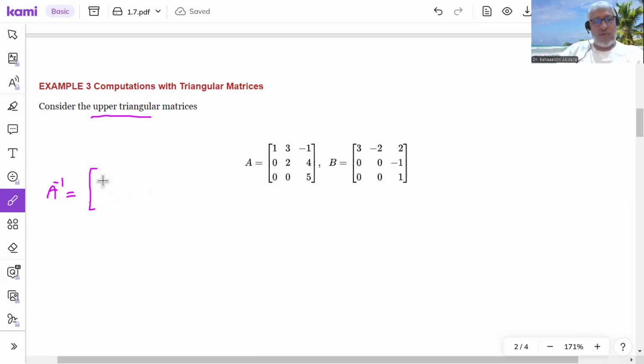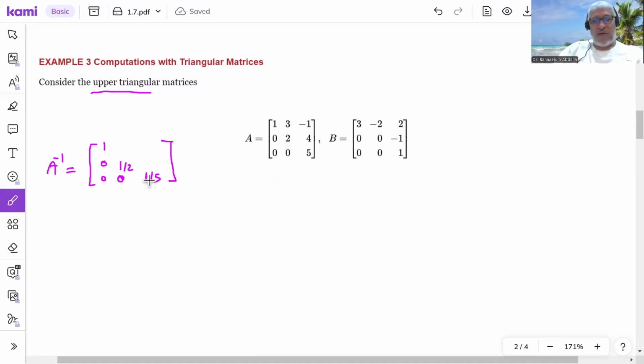Well, what we know is that the inverse is upper triangular, so we will have zeros here. We also know that on the main diagonal, we will have the multiplicative inverse of the numbers. So I have 1 here and 1/2 here instead of 2, and 1/5 here instead of 5. But what are the other entries? I don't know. I have to find out.